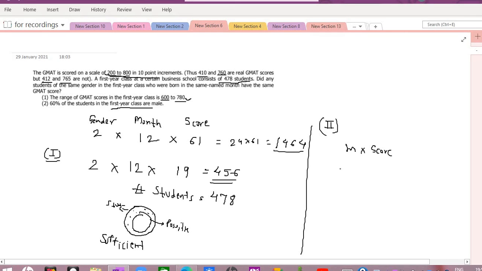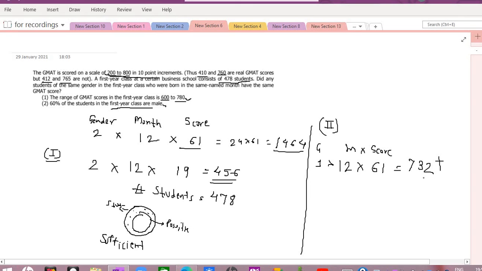So let me do this. There are 12 months and the total possible scores. If you look at the question stem, I told you how many scores are possible: 61. So let's multiply these. Gender, I'm just saying there's only one gender, they are all of the same gender. Now how much will I get? I will get 732 here. Now remember, I have not considered gender. If I had considered gender, with 60% of the students in the first year being male, the possible unique combinations would be even more.